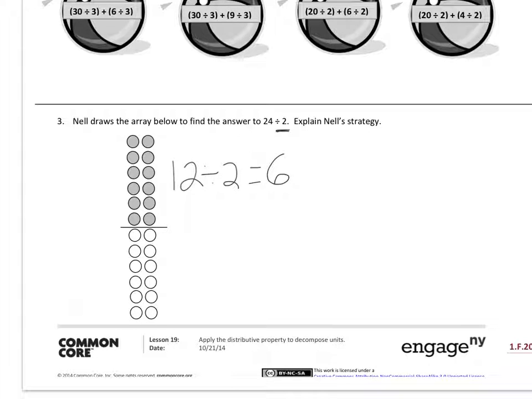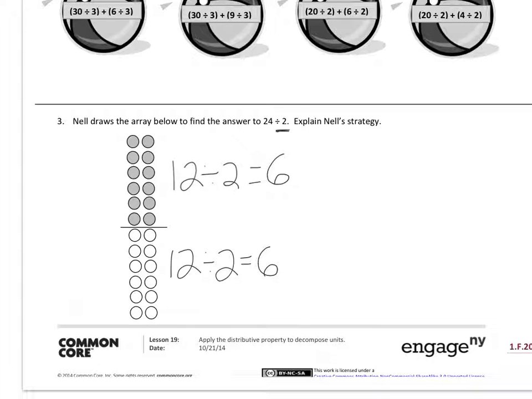Now let's write our division sentence for the bottom array. I have 2, 4, 6, 8, 10, 12. Well, that's neat. It's the same. So 12 divided by 2 equals 6. So his strategy was to break apart his array into 2 smaller facts.